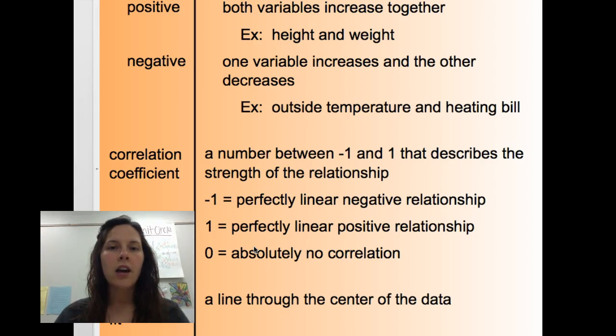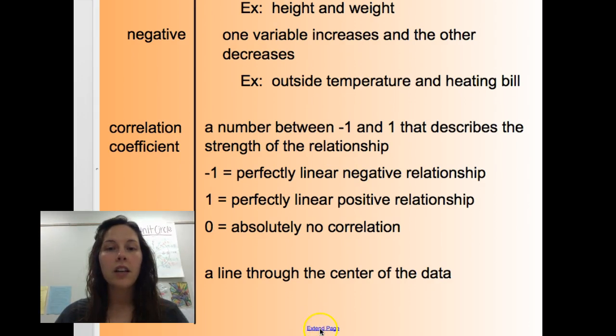And we'll also take a look at how to find what's called the correlation coefficient. This is a number between -1 and 1 that describes the strength of the relationship. The closer the correlation coefficient is to -1 or +1, the stronger the correlation. A correlation coefficient of -1 would mean a perfectly linear negative correlation. A correlation coefficient of +1 would be a perfectly linear positive correlation. And a correlation coefficient of 0 would mean there is absolutely no correlation at all.